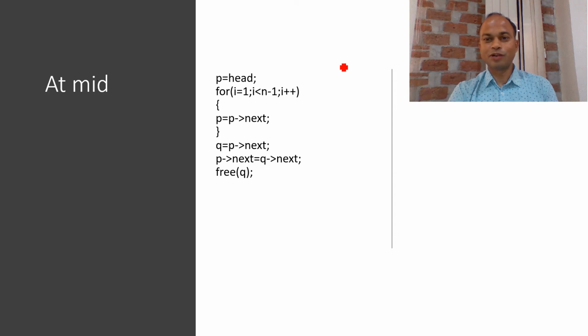If we talk about the formal code, then p equals head. p contains the address of the first node here, and say we have a loop with i equals 1, i less than n minus 1.